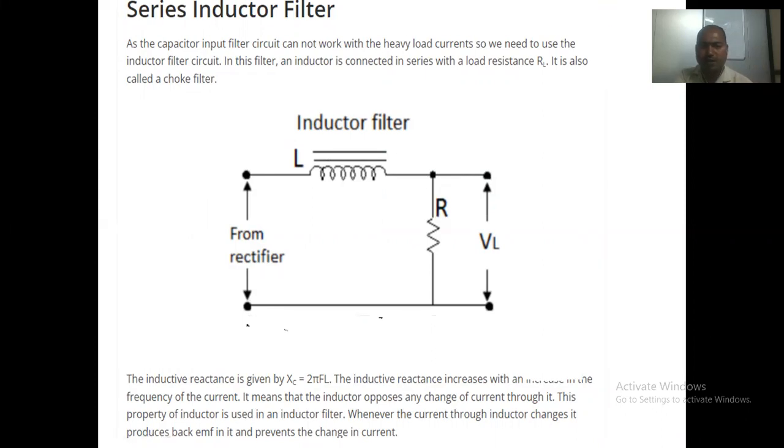Okay, normally the inductive reactance is given by XL equal to 2πfL. Oh, actually it is XL equal to 2πfL. Okay, inductive reactance, right? We have already proved the things with respect to the inductor, that XL is equal to 2πfL. So for the DC signal, the XL value is equal to 0.